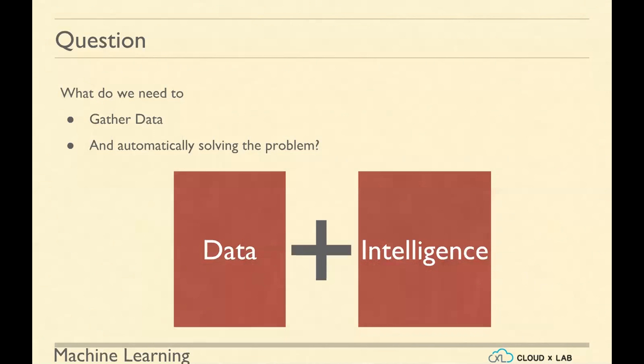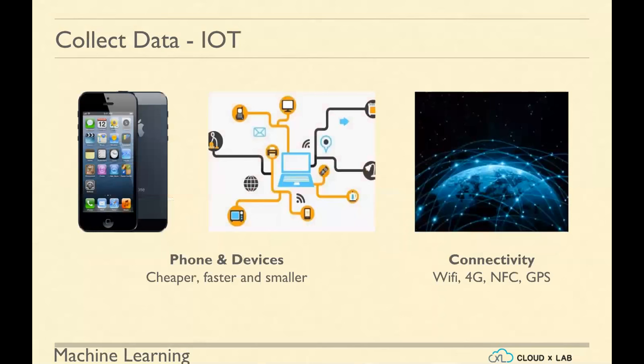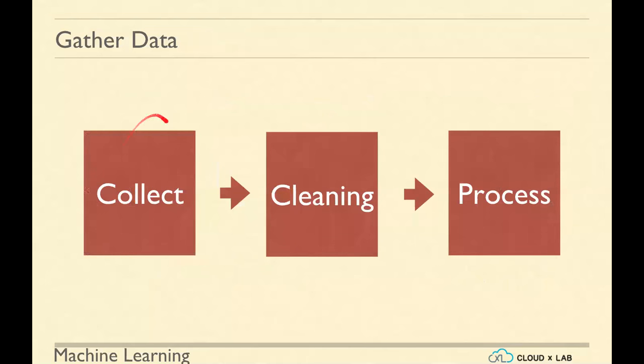So what we need is data and intelligence to solve any problem. Now, to gather data, we'll have to collect, clean, and process. To collect, we need lots of devices. We need the connectivity, as well as the sensors, right? And the reason why collecting data has become possible today is that phones and devices have become cheaper, faster, and smaller, and connectivity has become omnipresent, meaning the connectivity is there everywhere now.